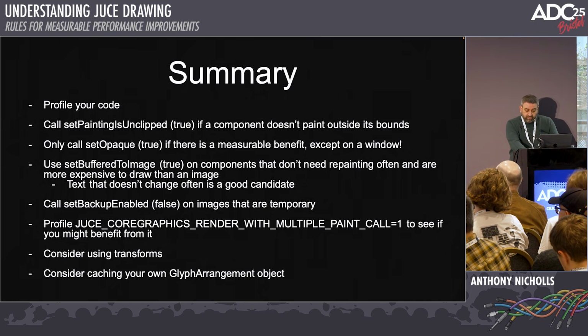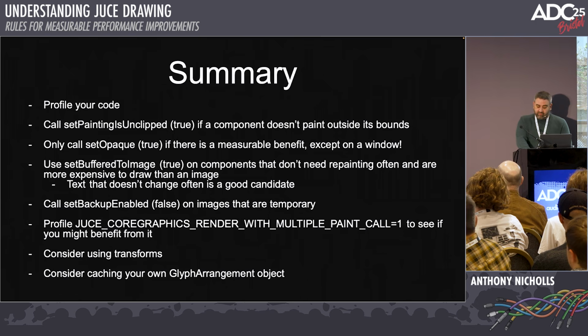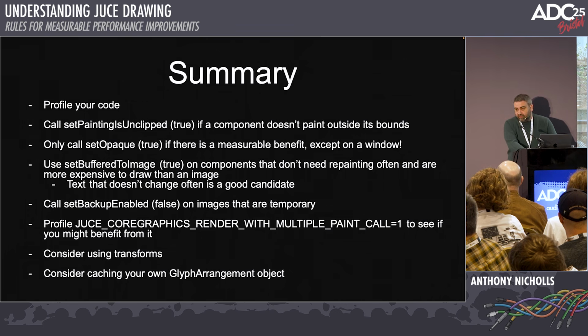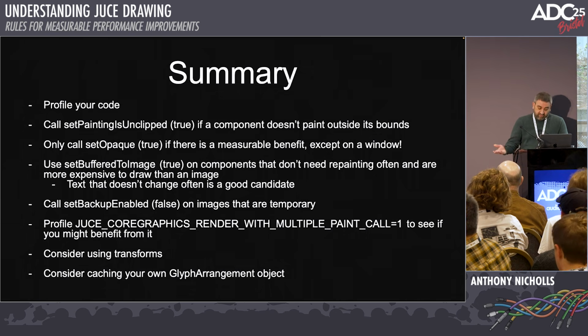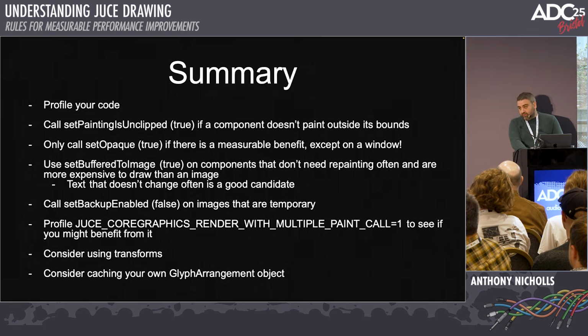Call setBackupEnabled false on images that are temporary. You could call it for images that aren't temporary, but almost definitely for images that are temporary, it's a reasonable thing to do. And again, measure with the CoreGraphics render with multiple paint call. Maybe it's good enough for you, but if you really need to home in on performance more, it might make sense to have the flag off and see if you can optimize further with it off. Consider using transforms, and you could consider using your own GlyphArrangement object in order to cache that. But I would say if you've done all the other stuff, chances are you won't need this one so much.